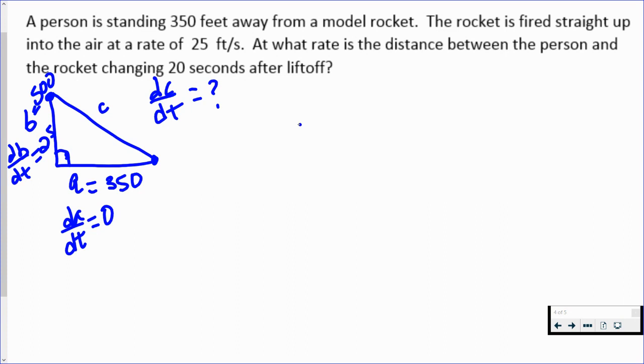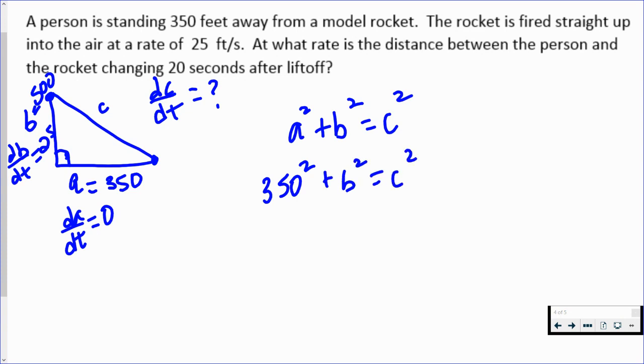What is that value? We just talked about an equation that relates all these sides, and that would be the Pythagorean theorem. So we could say a squared plus b squared equals c squared. We know A is a constant, always 350, so we can just plug that in. The other two values are changing, because the rocket is going up and the distance between the person and the rocket is changing. But side A is the one that's not changing. So if we take the derivative here, the derivative of 350 squared is 0, since that's just a number. The derivative of b squared is 2b db/dt. The derivative of c squared is 2c dc/dt.